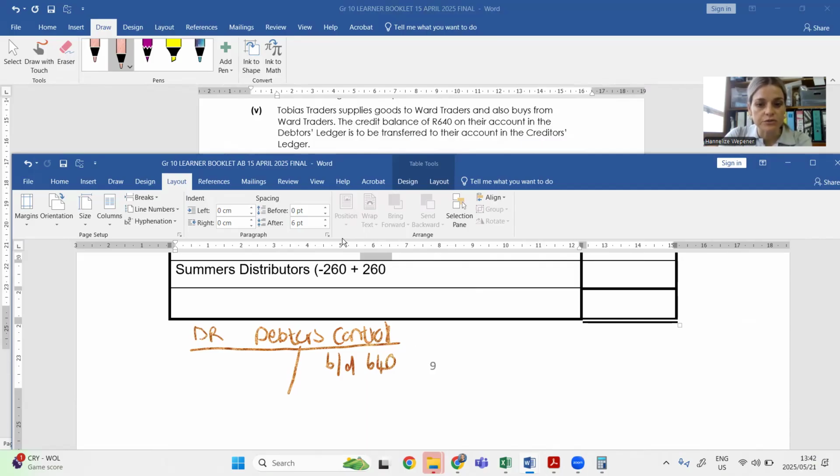So they now want you to remove this credit balance from the debtors control and rather show it as the liability that it is in your creditors control account. So in other words, to get rid of this in the debtors control, I need to debit in the GJ, I need to debit this debtor, and therefore I'm going to credit my creditors control. Okay, so this is a new entry in my general journal.